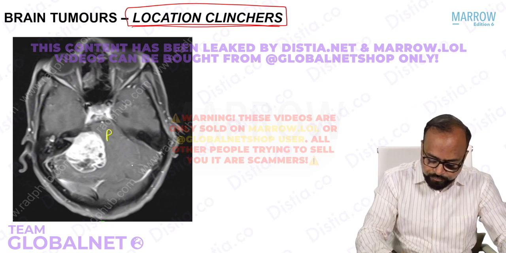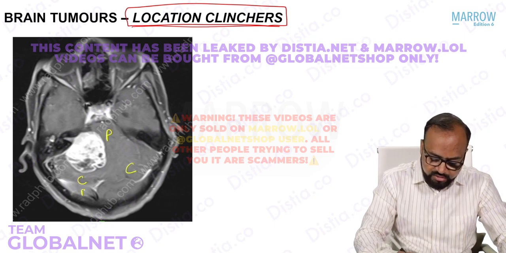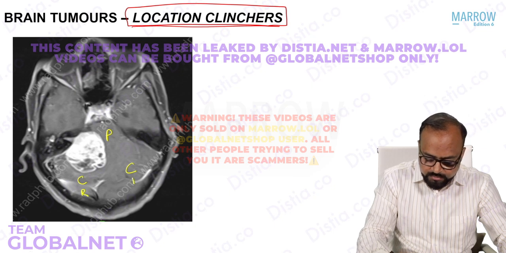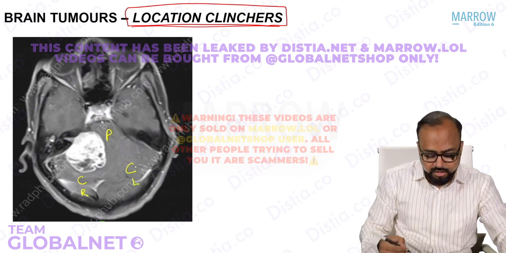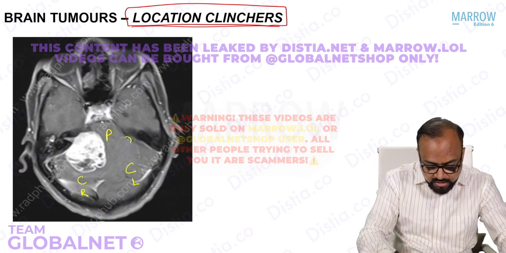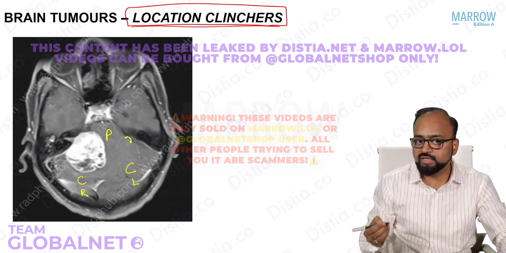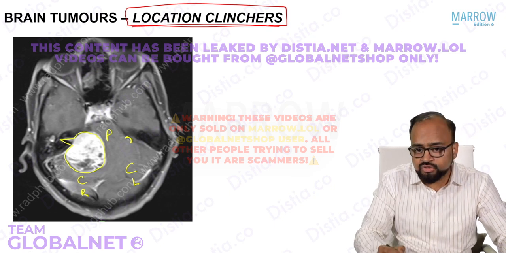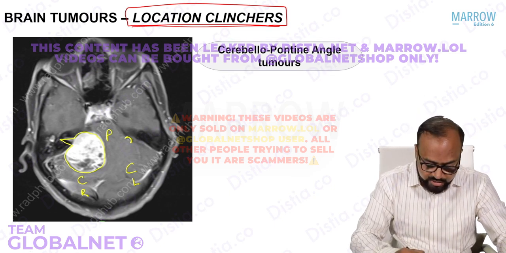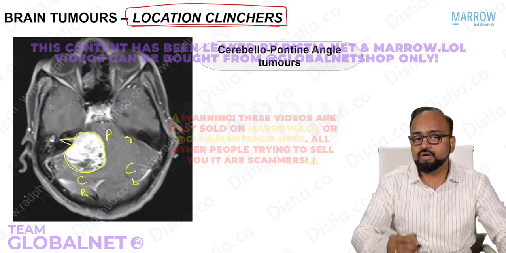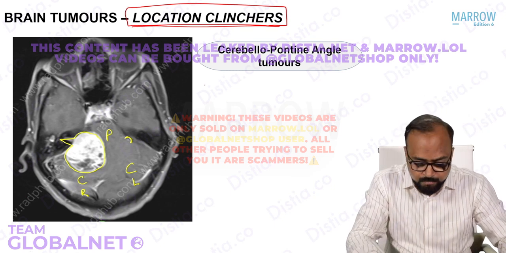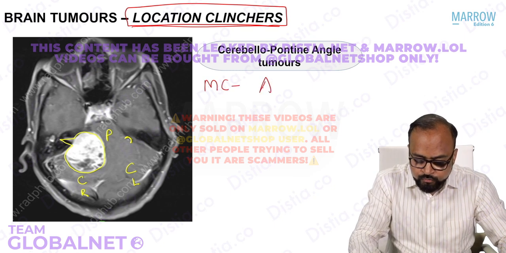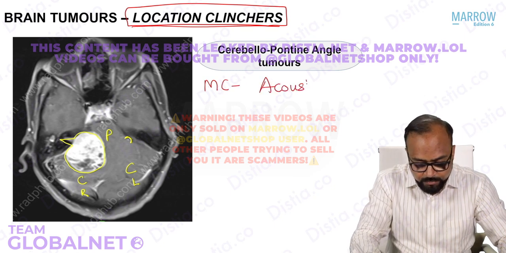So this is the pons. This is the right lobe of the cerebellum. This is the left lobe of the cerebellum. In between the pons and the cerebellum, this area here is called the cerebellopontine angle. Here in this patient, you see a large enhancing lesion in the cerebellopontine angle which has a small extension like this. So this is the cerebellopontine angle. What are the tumors which are seen in the cerebellopontine angle? The most common tumor here is acoustic schwannoma.